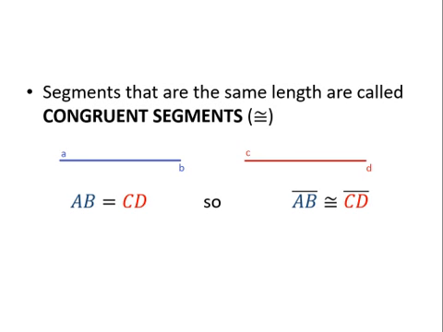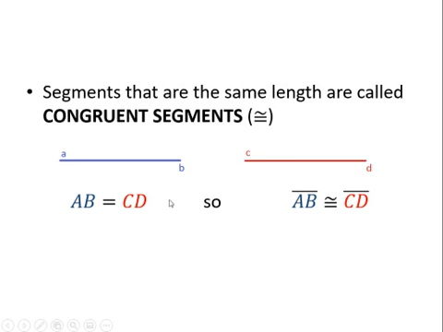If I have two pens made from the exact same company, same color, same brand, same model, those are congruent. They're exactly the same. So congruent segments are line segments that have the same measure. As you see here, we have AB and CD.